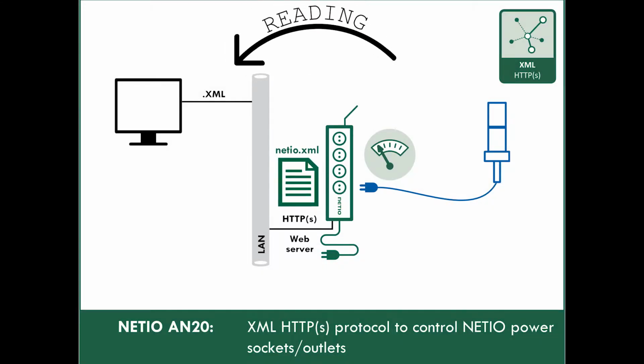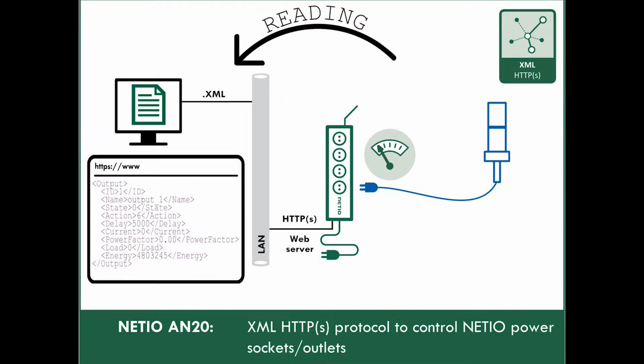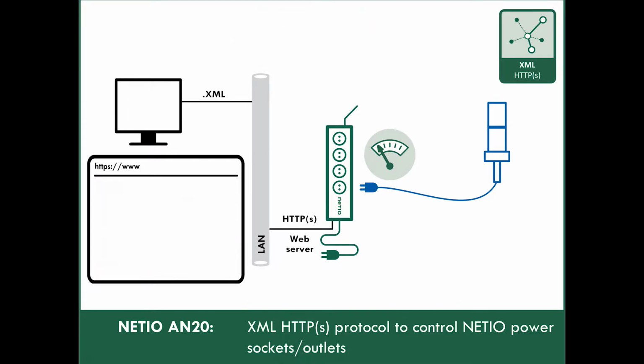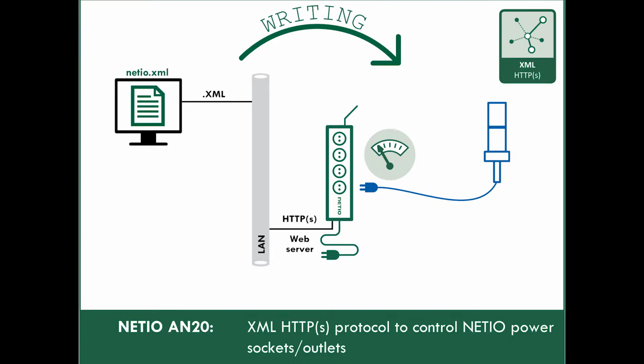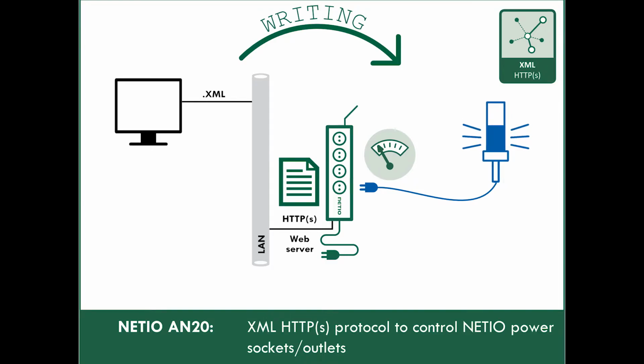Reading values is done using the netio.xml file, which is downloaded to your computer. Here is the XML structure of one particular output. And at the same time, the output can be controlled using this XML structure. After sending this XML structure to the device, the output switches. And now, let's have a look at how it's done.